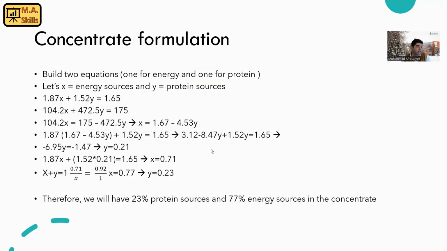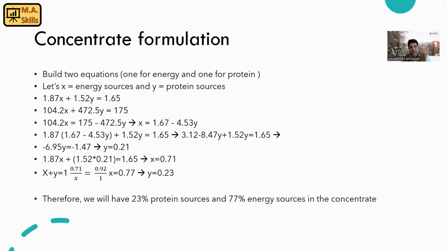After that, we need to build two equations. One equation for energy and one equation for protein in our concentrate. So the first equation is for energy balance, and the second equation you can see here is to balance the protein. So we will have two unknown variables here.